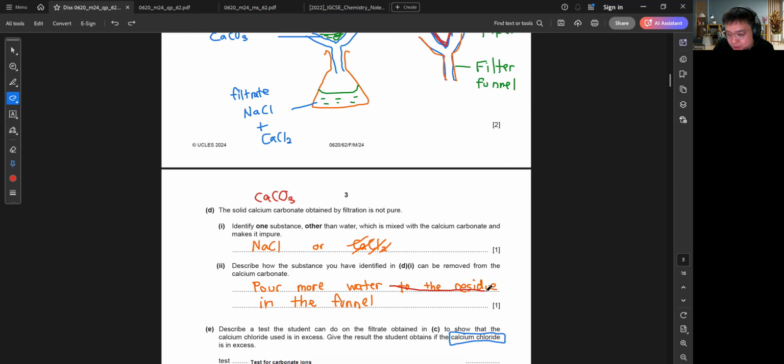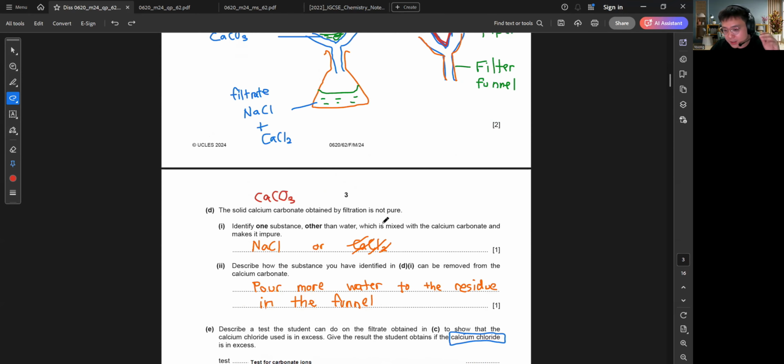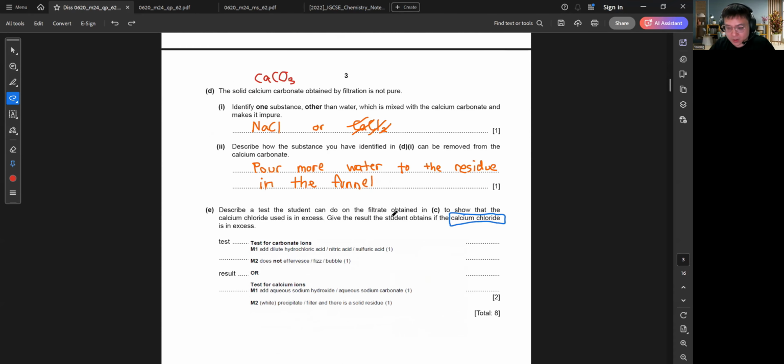Maybe you didn't write to the residue. It's also fine. As long as you flow more water, the water will, after a certain time, definitely carry away all the extra NaCl or CaCl2 from the filter funnel down into the filtrate side or into the conical flask. So that is that. Hope you understand.